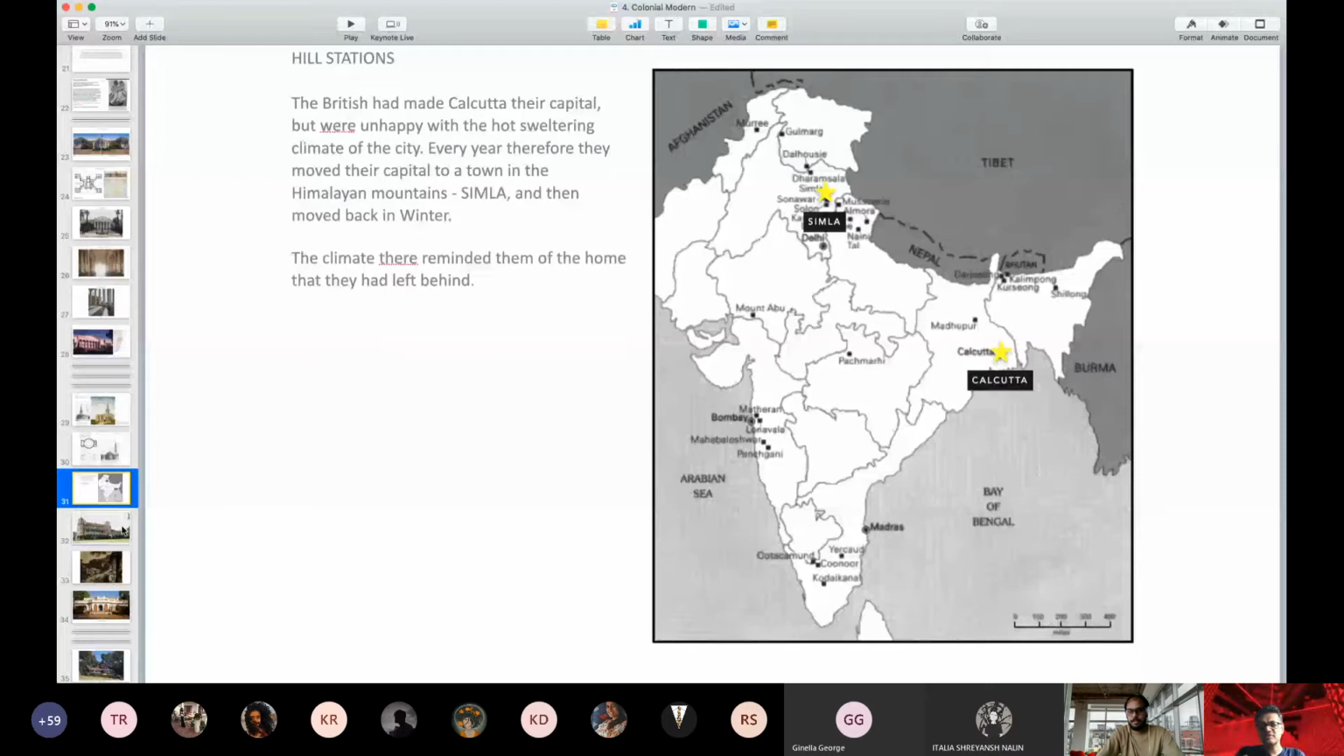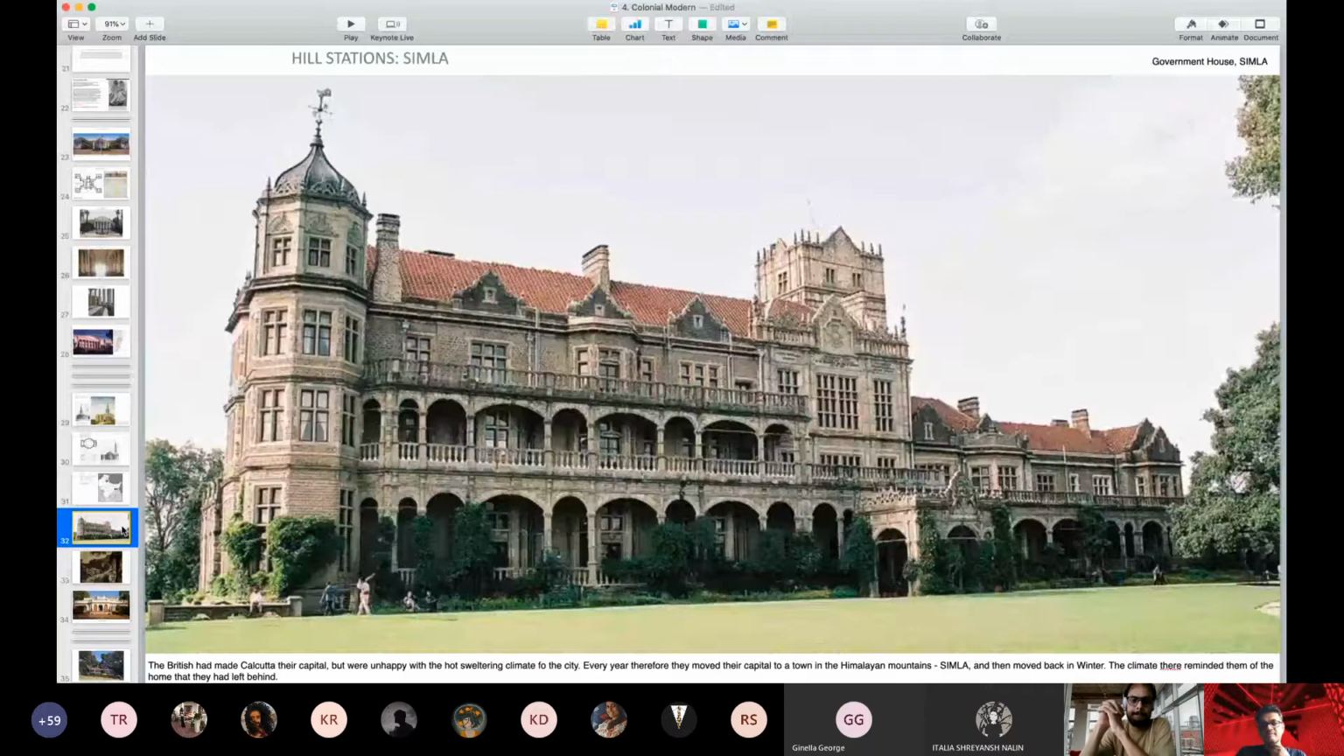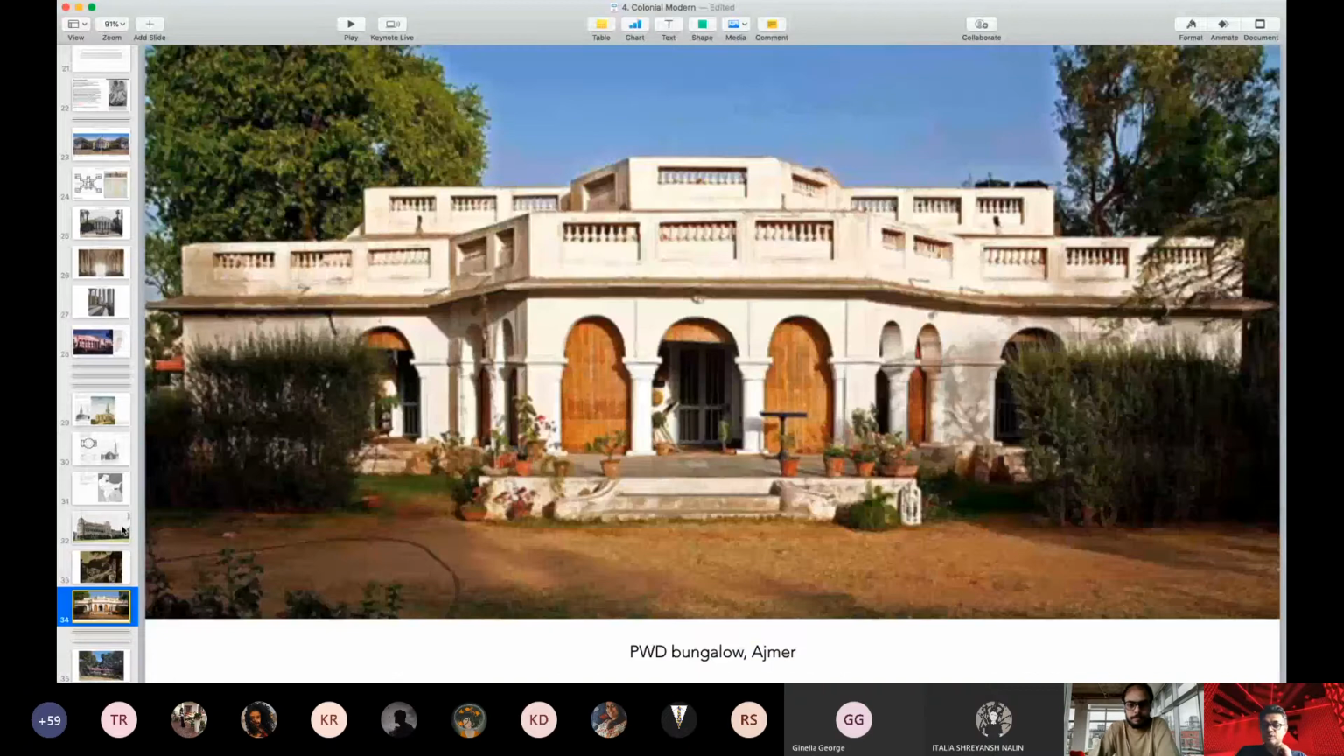And if you see Shimla, of course, it has these incredible buildings that were used as administrative buildings during the summer times. You also have the development of a very particular kind of typology that emerges at this time, which is the bungalow. And the term bungalow has become something that we use almost on an everyday basis when it comes to a detached family home.